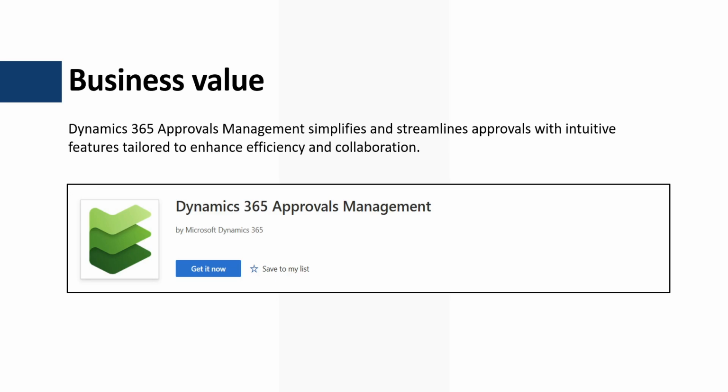The Dynamics 365 Approvals Management is a Canvas app that is used to simplify and streamline the workflow approval process in Dynamics 365 Supply Chain Management and Finance. The app is currently supporting two types of documents, the purchase order and purchase requisitions. However, I would expect further documents to be added in the future. The app is a replacement to the old approval workspace.